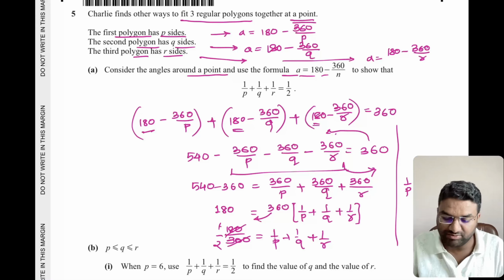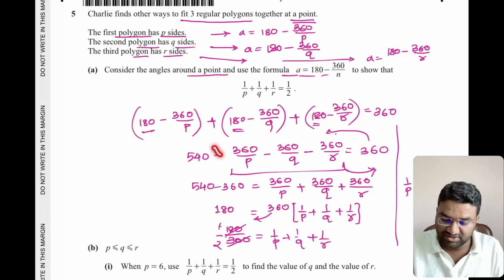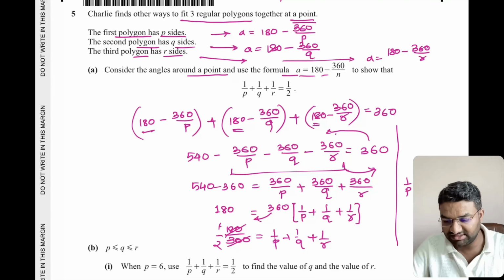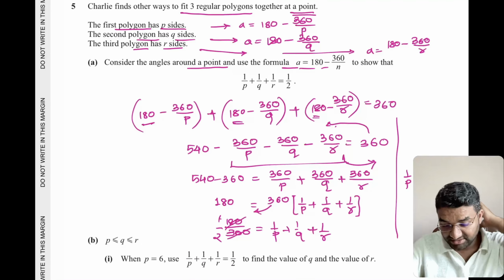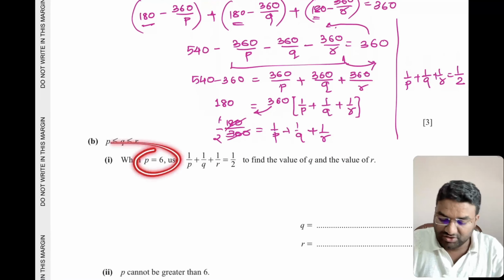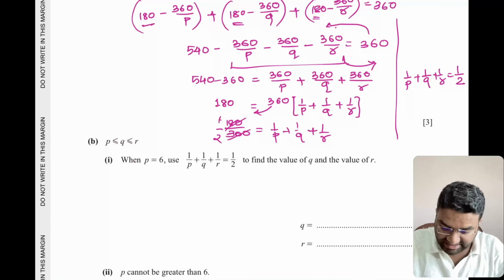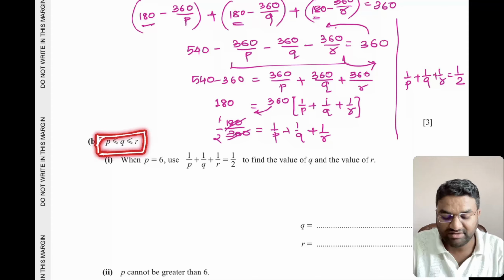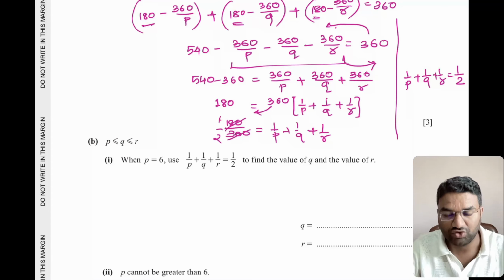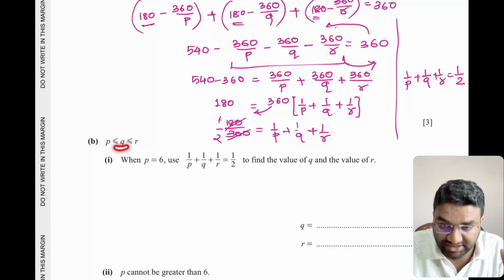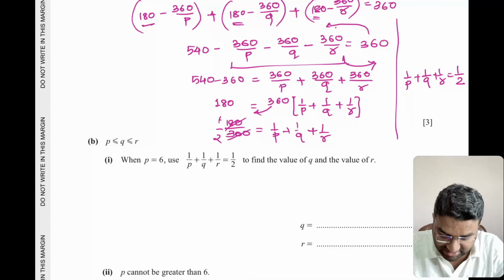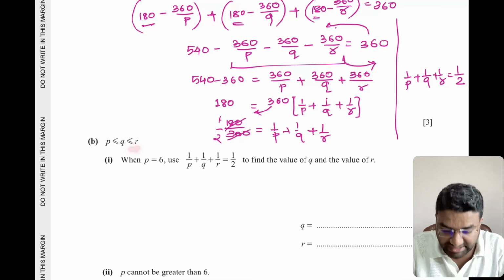This is a 3-mark question. If you write all these steps correctly, then you will get 3 out of 3. Next, P is equal to 6, and here they have given the condition that P is less than or equal to Q, and Q is less than or equal to R. They can be equal in some cases. Find the values of Q and R.